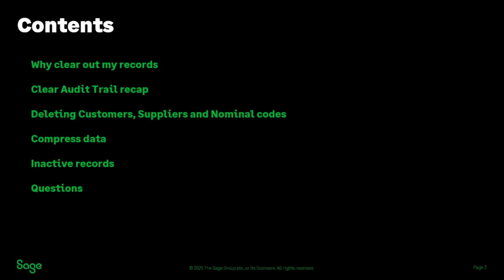And then I'm going to go through deleting customer suppliers and nominal codes with some examples. We'll also talk about compressing your data, so what we need to do to just regain that disk space that has been freed up through deleting records. And at the end, I'm just going to touch on an alternative option if you've got records that won't clear. Okay, so inactive records. And then at the end, we're going to pick up any final outstanding questions there.